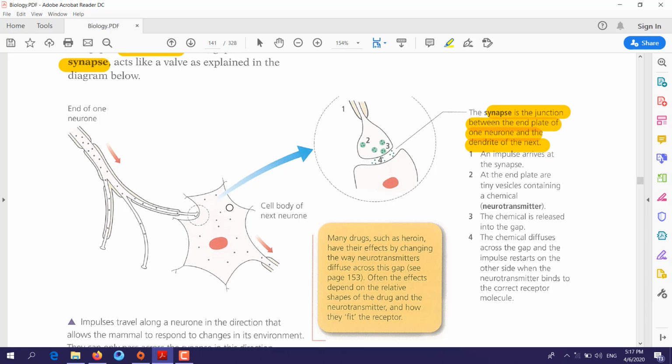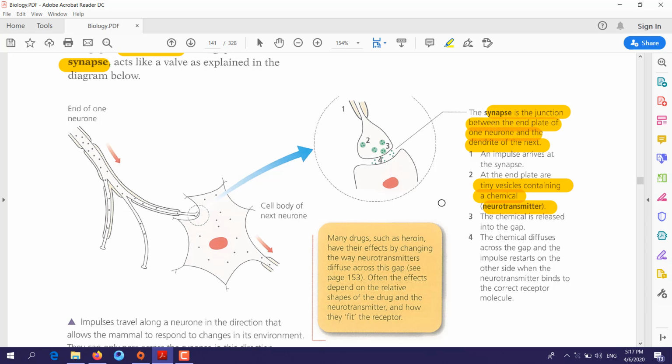Then at the end plate are tiny vessels containing chemicals. Number 1, the impulse will reach here. What do you mean by this part? It's the end plate. This end plate has this green one. The green ones we call vessels, or it's like a sac. It contains some chemicals, which they call neurotransmitter.